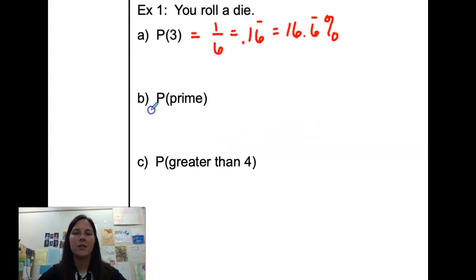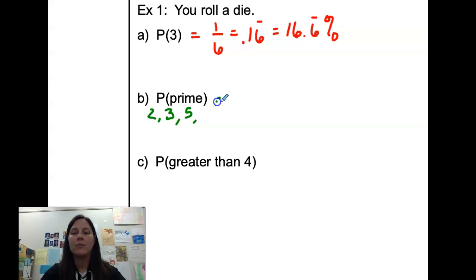Part B, what's the chance that we get a prime number? A prime number is a number that's divisible by 1 and itself only. So 1 is not prime because it only has one factor, or number that goes into it. 2 is prime because the only numbers that go into 2 are 1 and 2. 3 is prime because the only numbers that go into 3 are 1 and 3. 4 is not prime because 1, 2, and 4 go into 4. 5 is prime because only 1 and 5 go into 5. And 6 is not prime because 1, 2, 3, and 6 all go into 6.